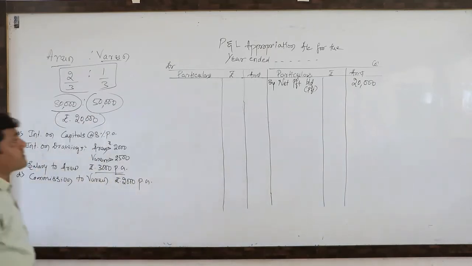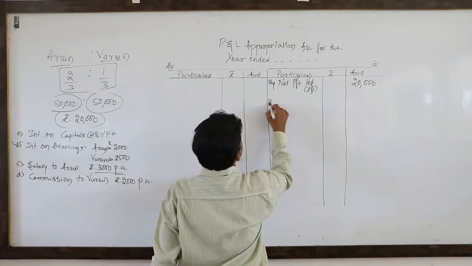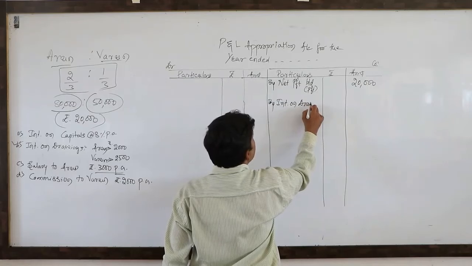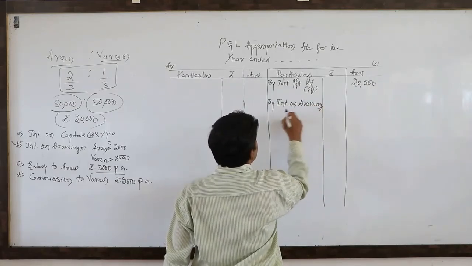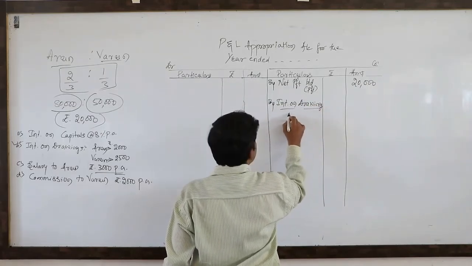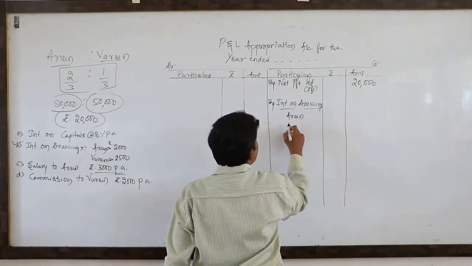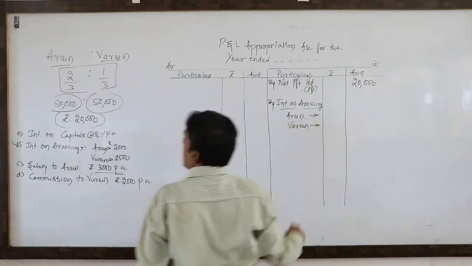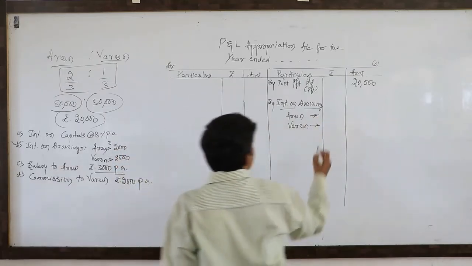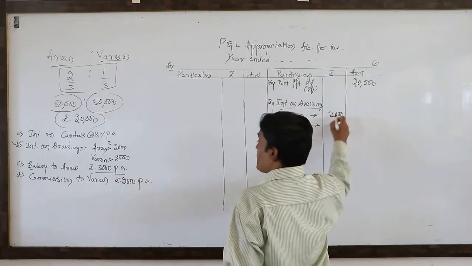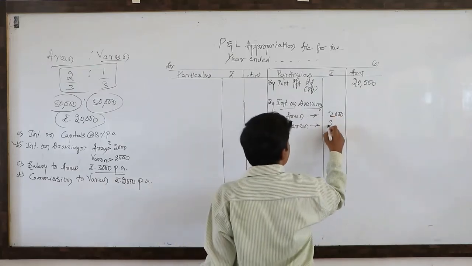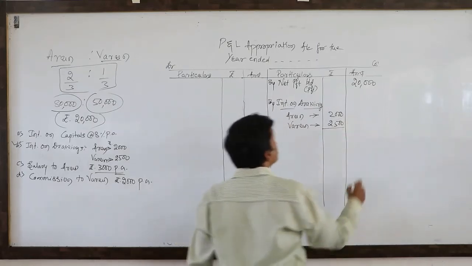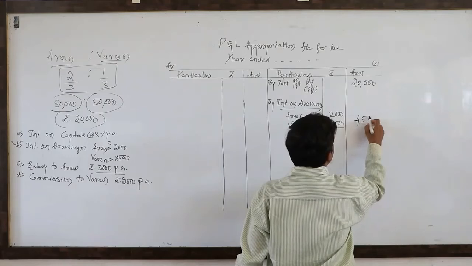Interest on drawings. By interest on drawings: Arun's interest on drawings is rupees 2,000, Varun's is rupees 2,500. So the total interest on drawings is rupees 4,500.